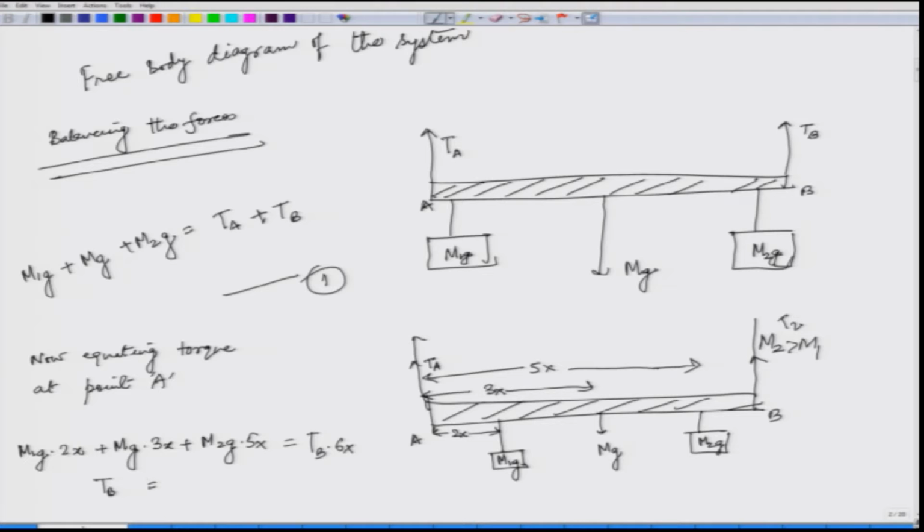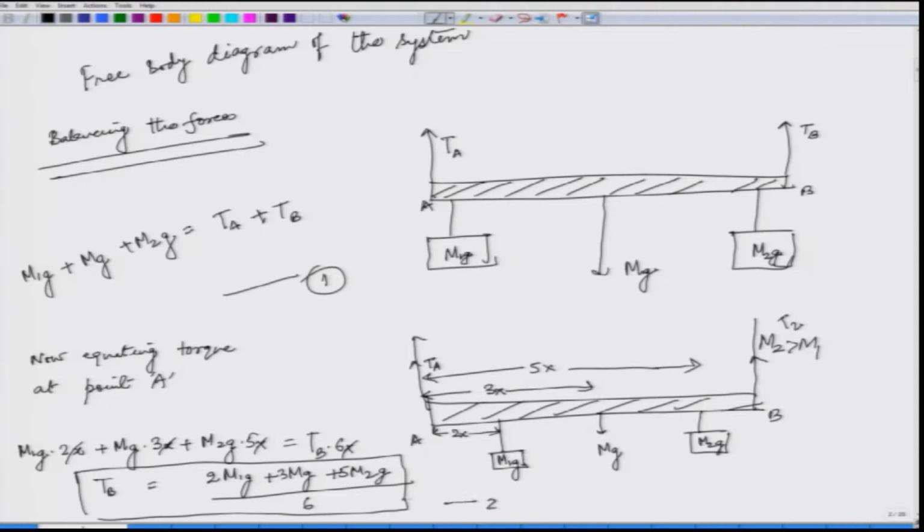The x cancels out from here, and Tb is given by (2m1g + 3mg + 5m2g) divided by 6, and this is the expression for tension at point B. Let us say this is equation number 2.